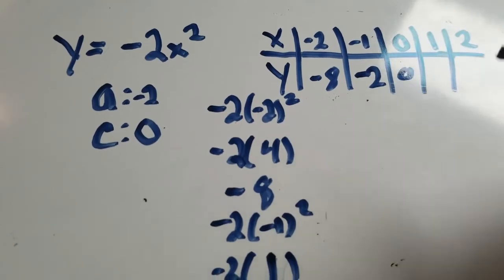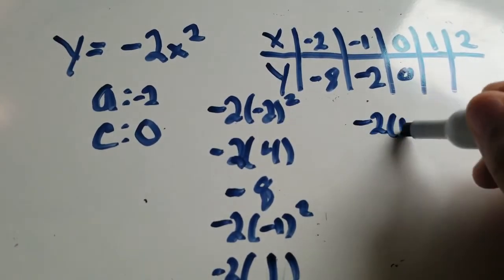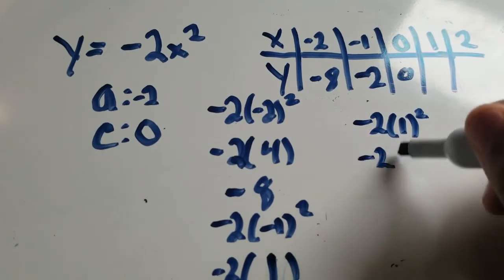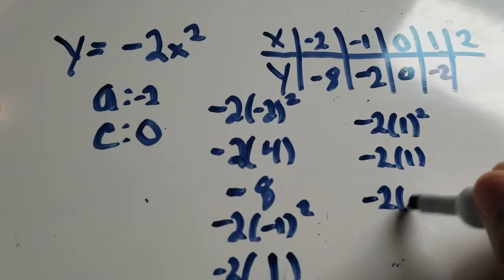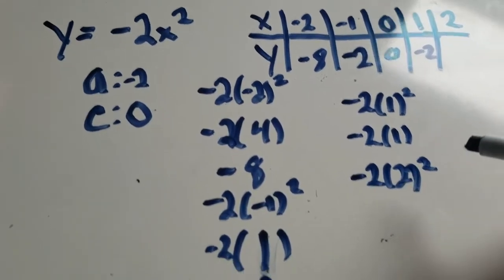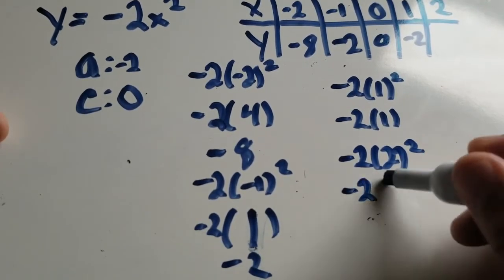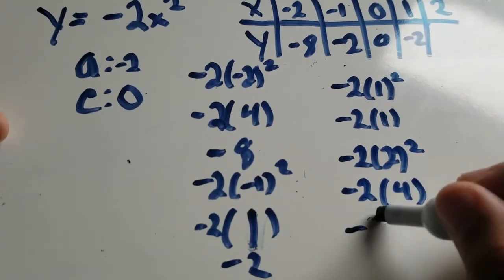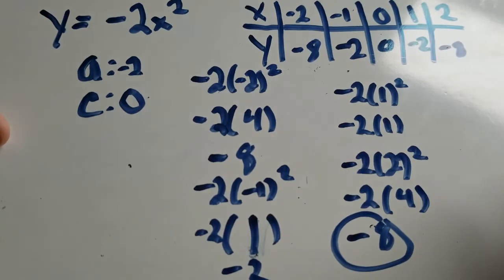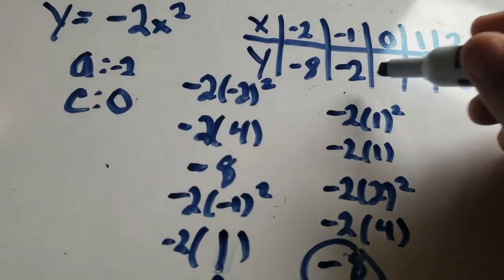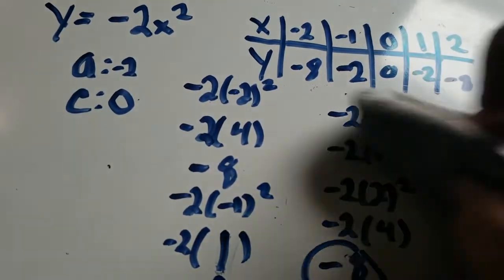I guess I'll just rewrite it. Negative 2 times 1 squared. That's negative 2 times 1. So that's negative 2. And negative 2 times 2 squared. That's negative 2 times 4, which is negative 8. So negative 8 here. I don't know why I circled that. Okay, let's do a little quick, this is called the parabola check. So we're going to check if it's symmetric.